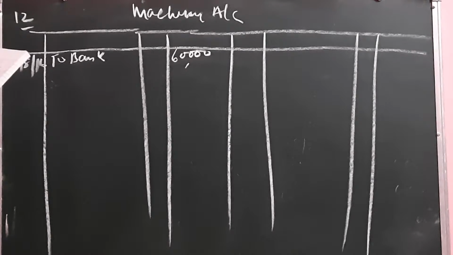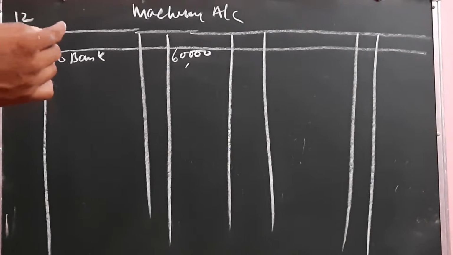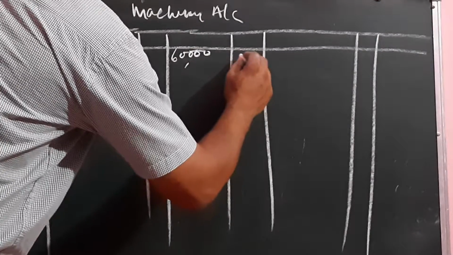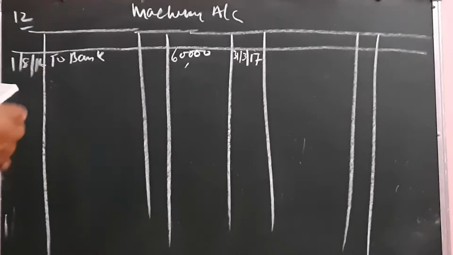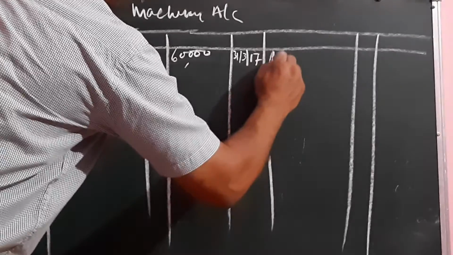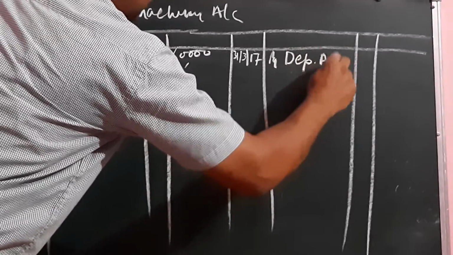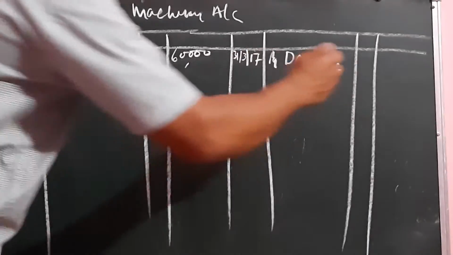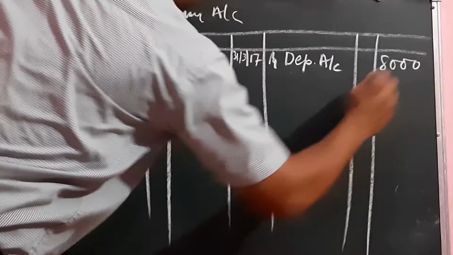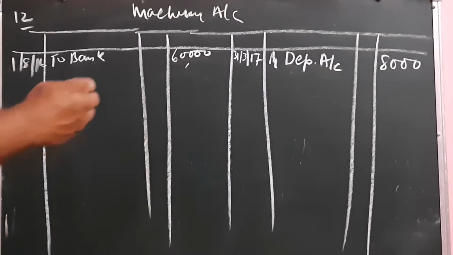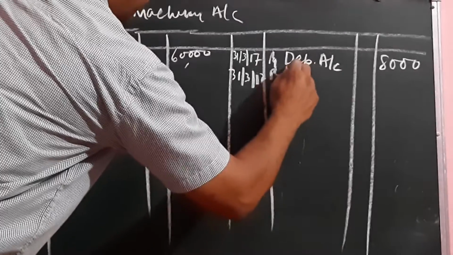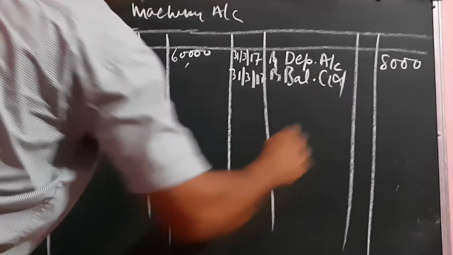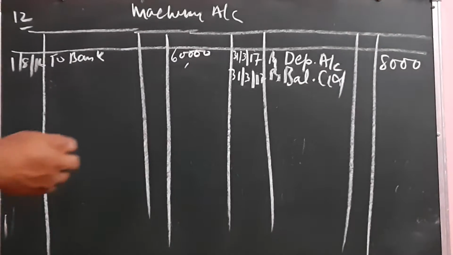So the depreciation charge is from 1st August to 31st March 17. So on 31st March 17, the depreciation charge, by depreciation account, it is 8,000, calculated 8,000, and the balance on 31st March 17 is by balance carried down 60,000 minus 8,000, it is 52,000.